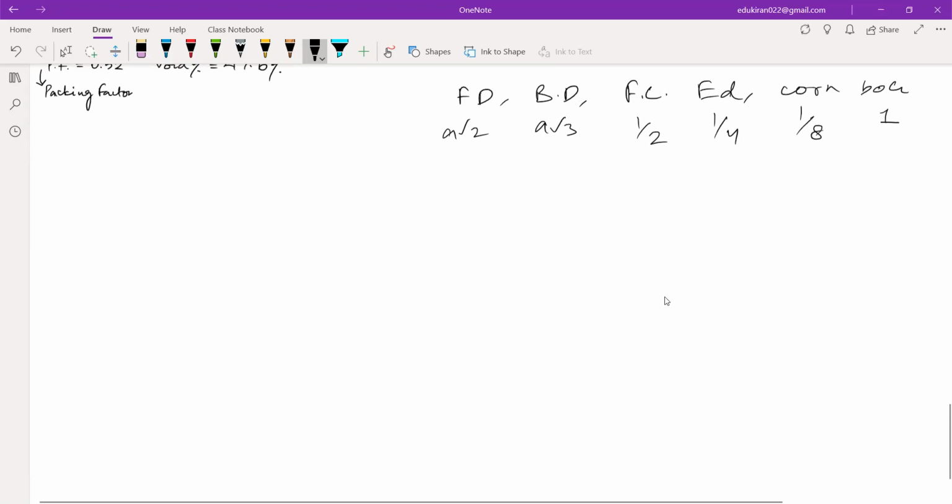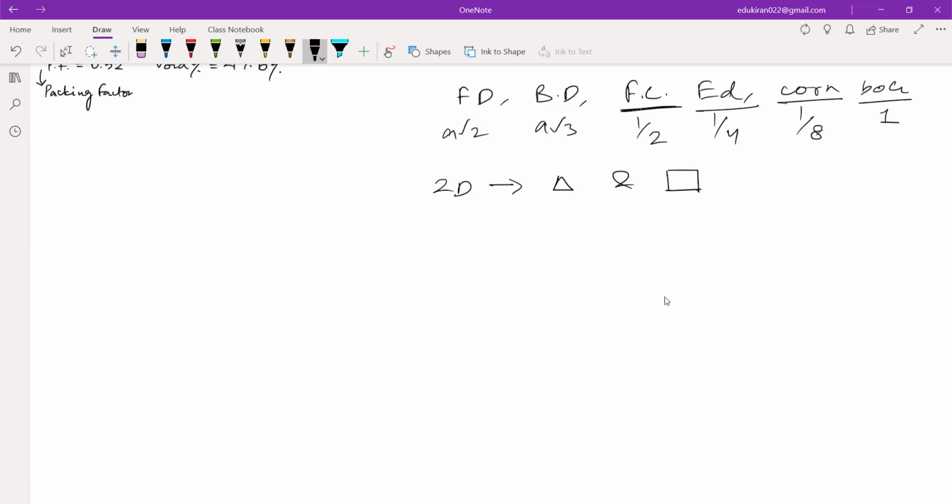So that means if the atom is present in face center, it will have 1 by 2 contribution, edge center will have 1 by 4, corner will have 1 by 8, and the body will have 1. And you have to remember 2D voids. There is triangular void and there is a square planar void in 2D. And in 3D, there are 3 voids: a tetrahedral void, a cubical void, and an octahedral void. These are the things that you have to remember.